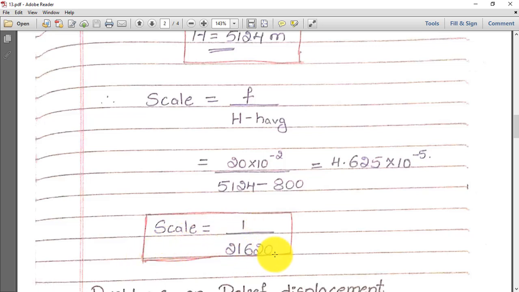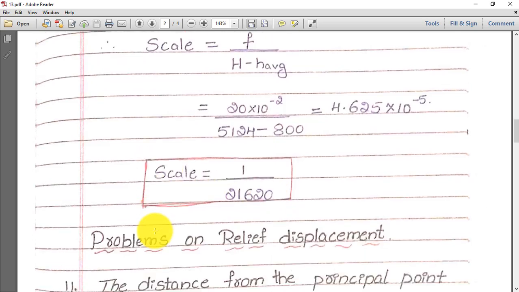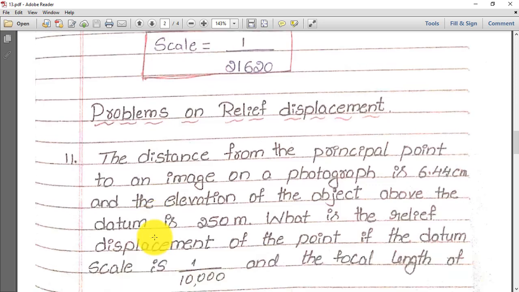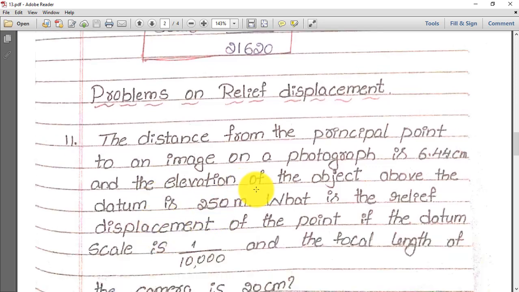X inverse is nothing but 1 in, correct? So therefore you have to write scale is equal to 1 in 21,620. Hope you understand the problem. So we will move on to the next problem.